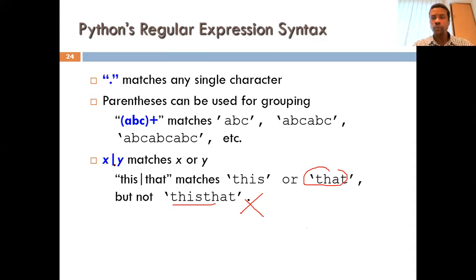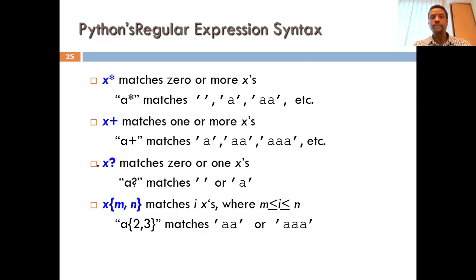And if you have a bar between the two, it means either of these two. It cannot be both as a choice. So these are some of the syntax that we have. The other one is what we call the asterisk. So the asterisk means zero or more of X's. Mind you, whatever comes before it would be evaluated based on this syntax.